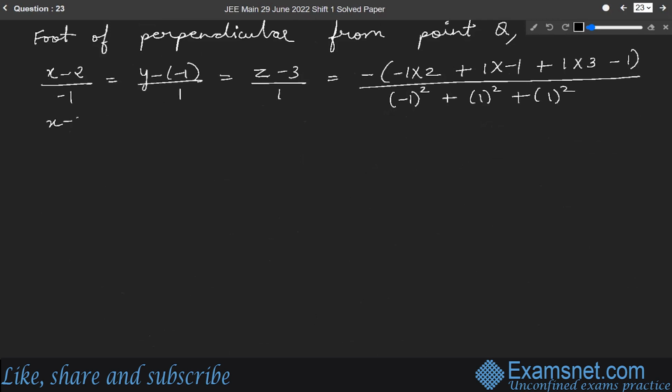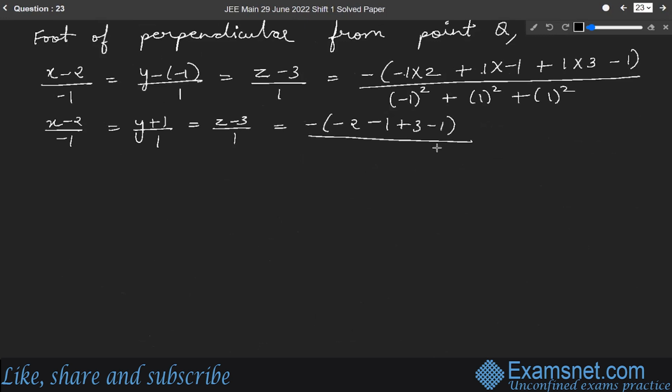So it will be x minus 2 divided by minus 1 is equal to y minus minus, will be plus 1, divided by 1 is equal to z minus 3 divided by 1. So it will be equal to minus of minus 1 into 2 is minus 2, then 1 into minus 1 is minus 1, then 1 into 3 is plus 3, and at last there is minus 1. This will be divided by minus 1 square is 1, plus 1 square is 1, again 1 square is 1.